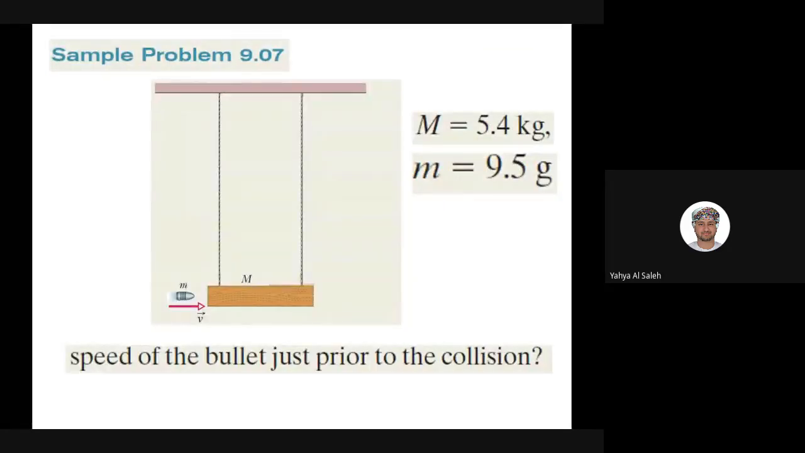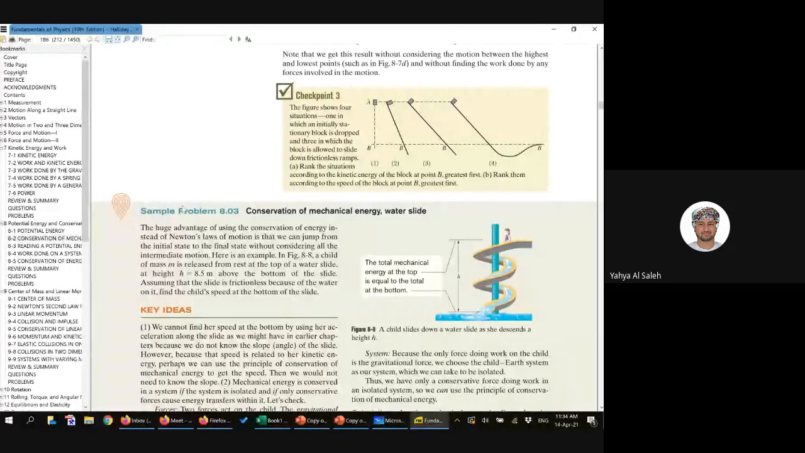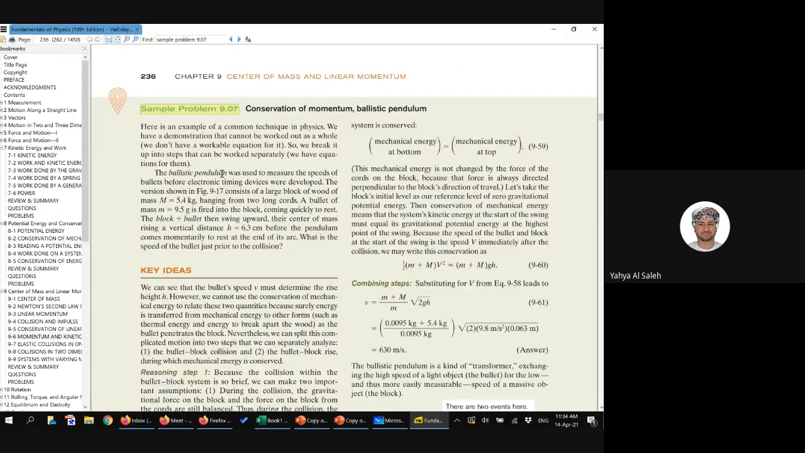Let's do a sample problem to bring everything we said into perspective. Sometimes in physics, we have experiments for which we do not have one equation that just makes it work. We need to figure it out. So we break it up into steps and do it individually. We take the example of what we call the ballistic problem.